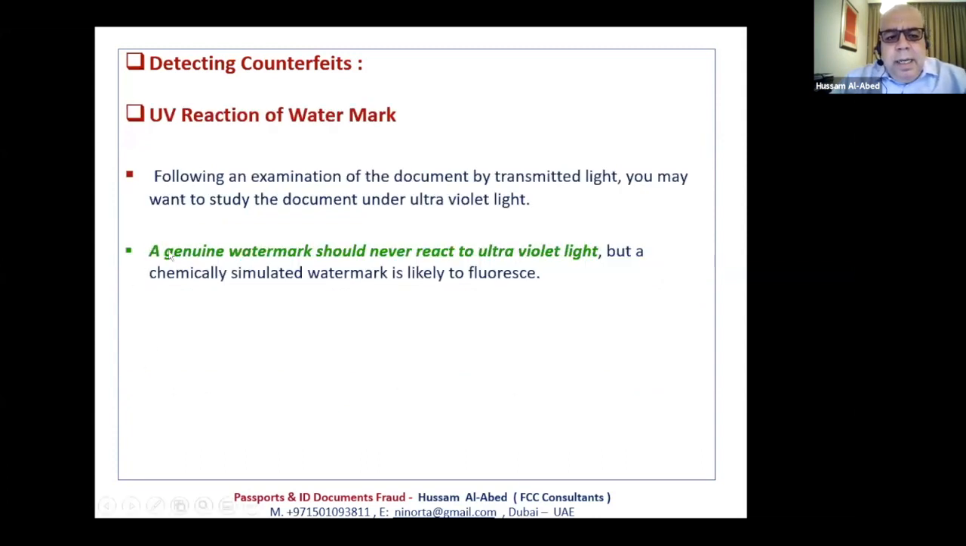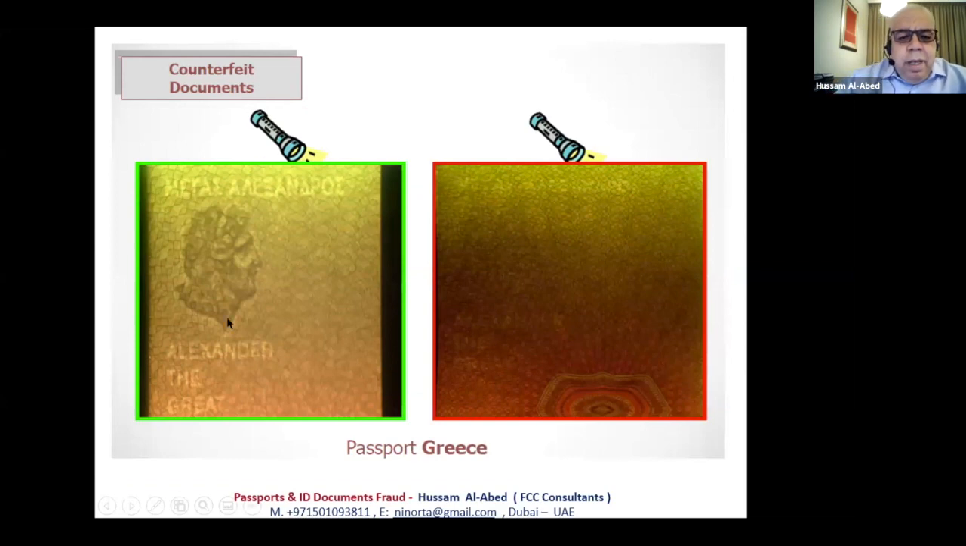Again, you can see in green here, a genuine watermark should never react to ultraviolet light. But a chemically simulated watermark is likely to show under UV light. Let's see. Here, we have on the left side a passport from Greece, and it definitely shows a beautiful watermark, very well defined. We can see light areas, dark areas, compared to a counterfeit passport, which didn't even bother to add a watermark. So there is no watermark whatsoever here.